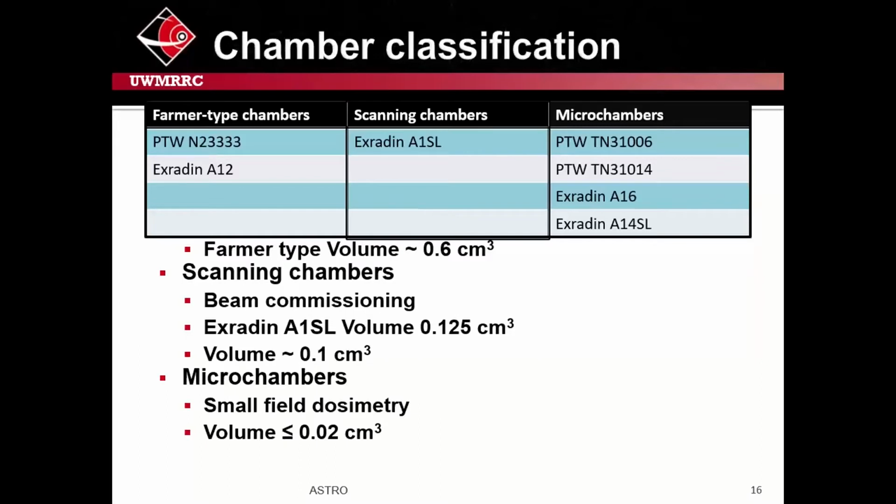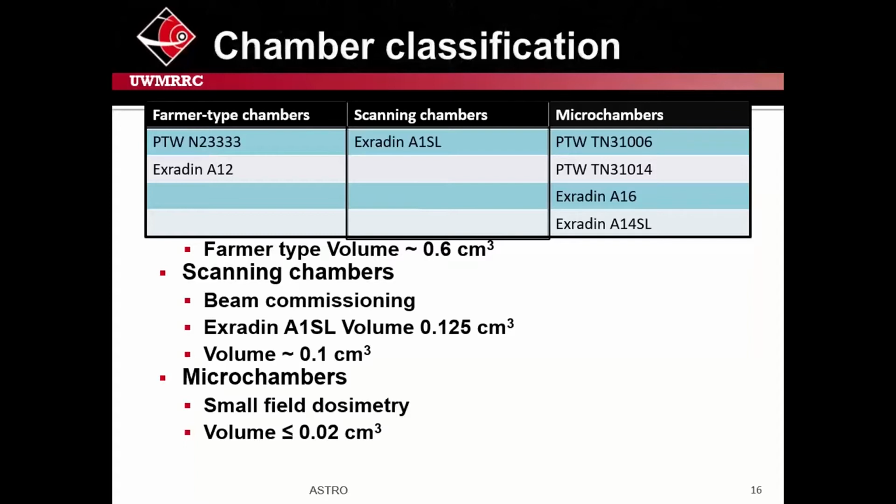So let's look at some chamber classifications. And this is from the addendum. Again, they classify different chambers, Farmer type chambers. I've given an example of 2 of them there. Scanning chambers, these are the smaller volume chambers, like 0.125 cubic centimeter. Micro chambers, and there's a number of them listed here. Chamber volumes, generally for Farmers, about 0.6 cc. Scanning chambers are used for beam commissioning, and also some measurements, like the XRAD and A1SL, for example, volume 0.125.